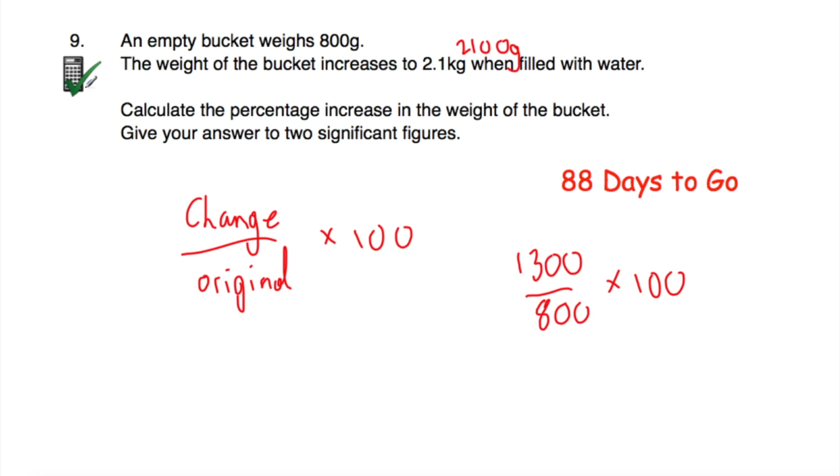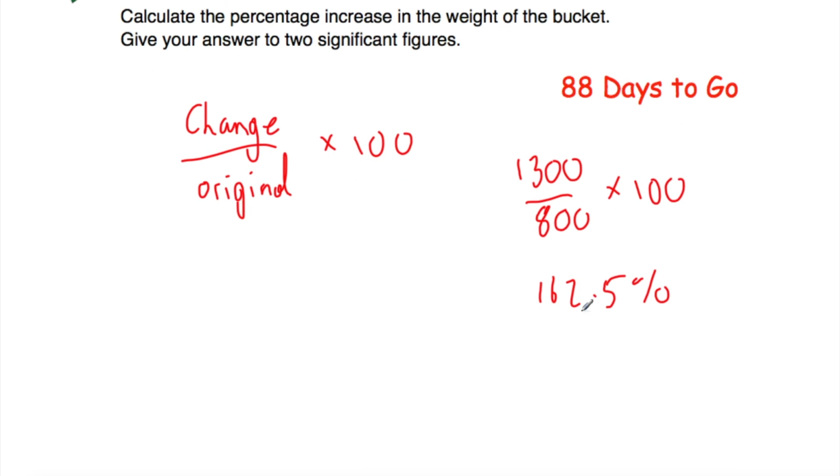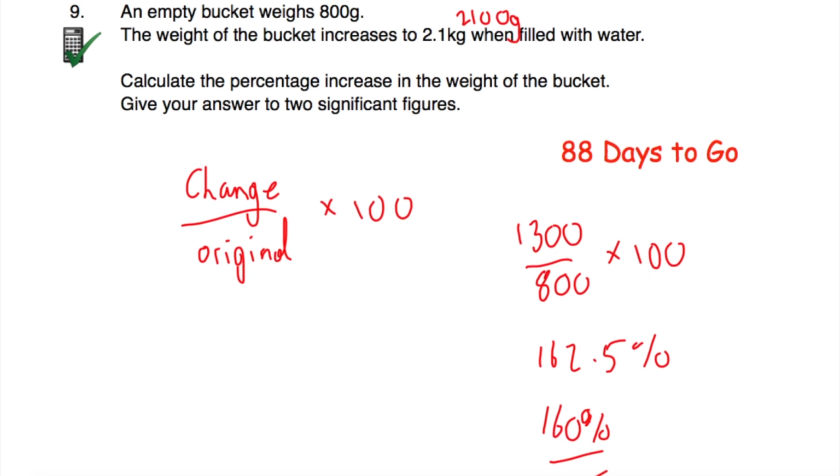So it's a calculator question, we're going to do 1,300 divided by 800 and then multiplied by 100, and that's equal to 162.5%. Now the question says give our answer to 2 significant figures, so that means 2 digits followed by 0, so that's going to be 160% to 2 significant figures, and that's it. That's our answer. Okay, let's have a look at our next question, question number 10.